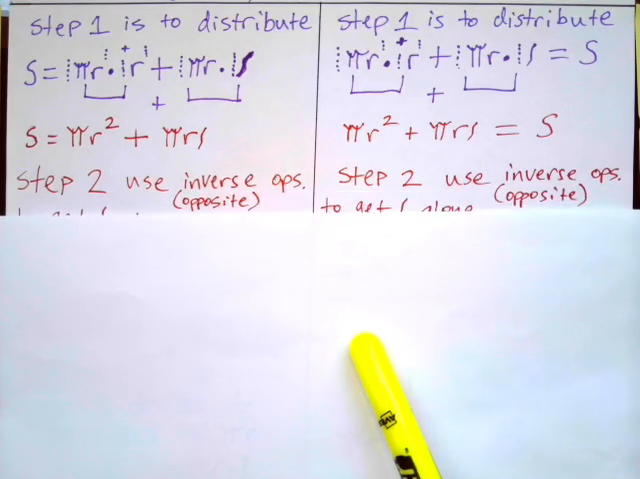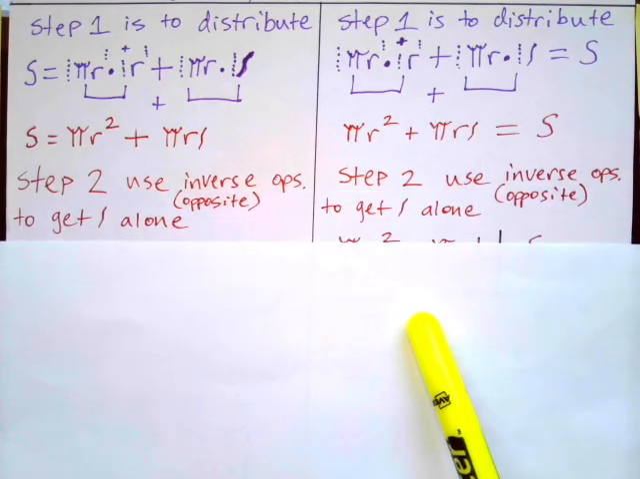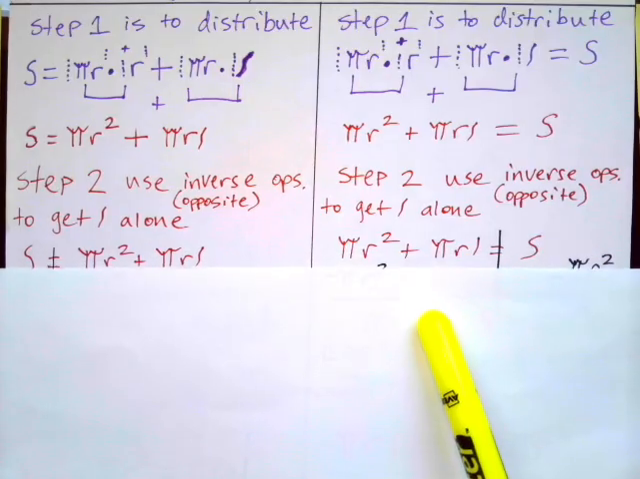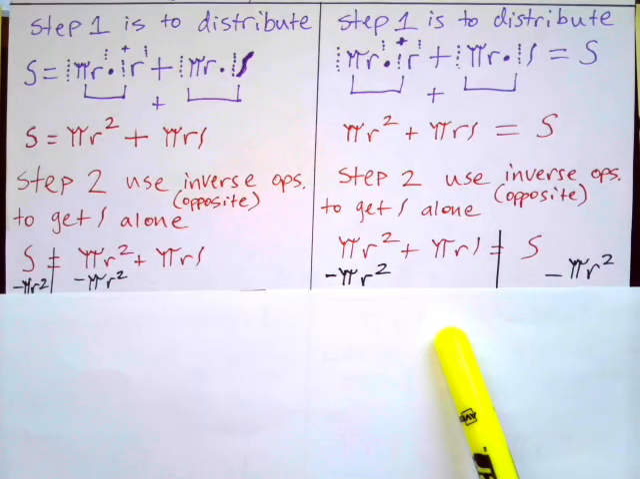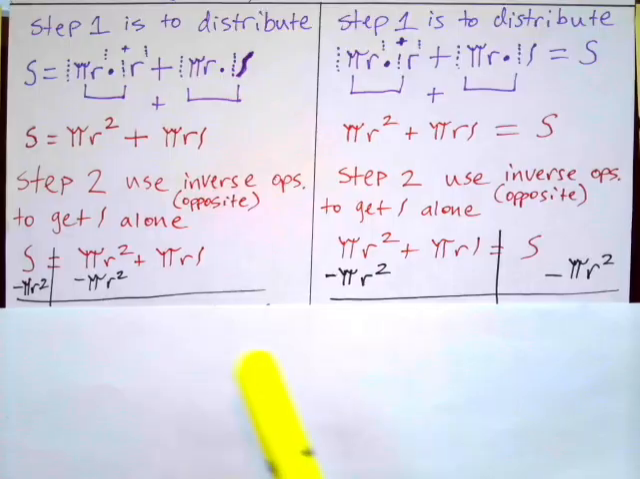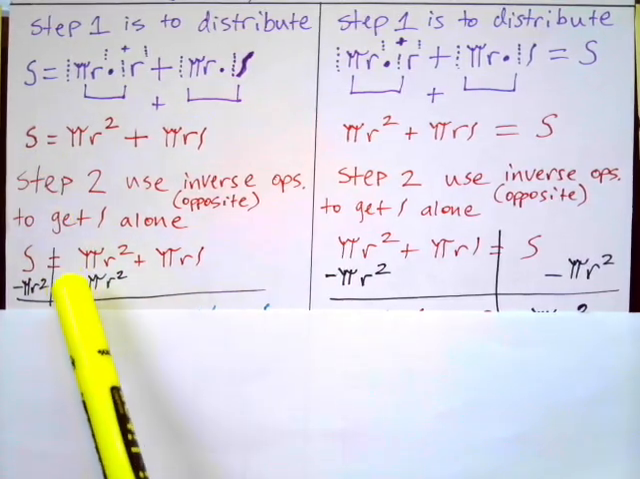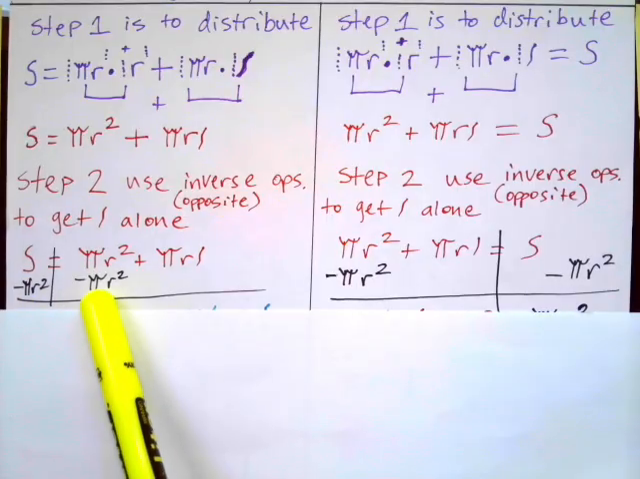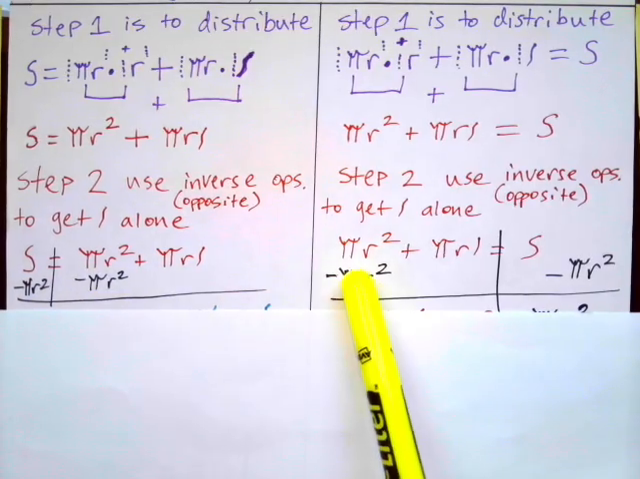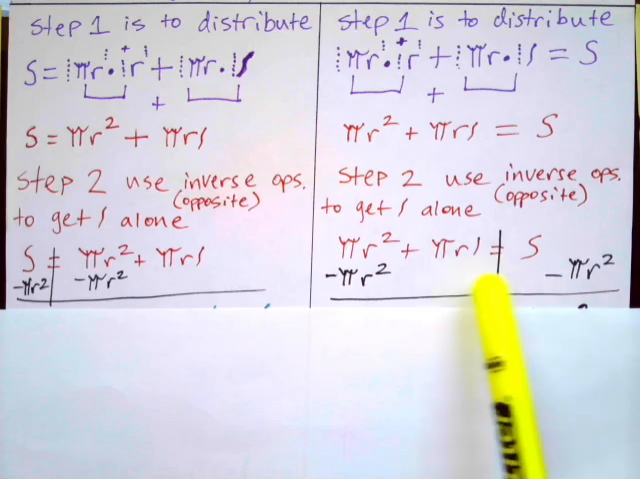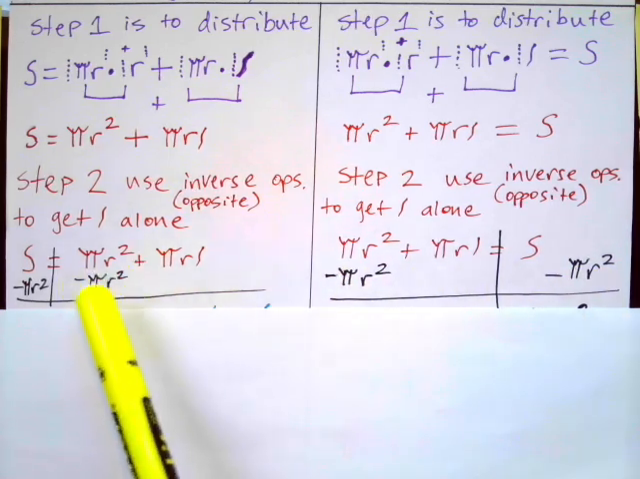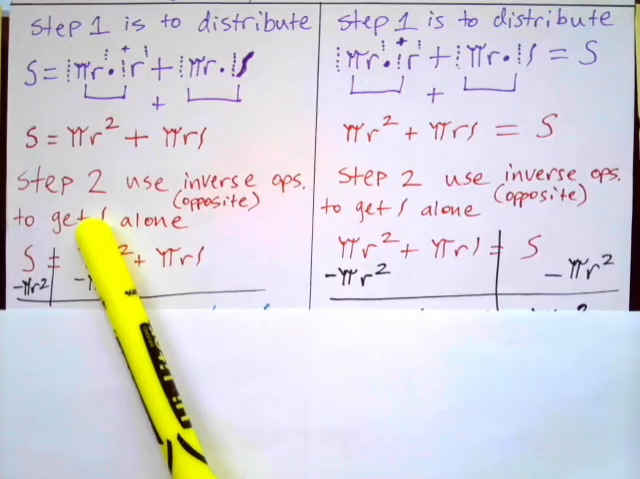So if we continue on, we're going to do the opposite or the inverse. We want to get that slant height all alone. So I'm going to subtract pi r squared from both sides of the equal sign. That's what I'm showing you here. You do the same thing on the right side. You're going to end up with the same values, okay? Pi r squared minus pi r squared is 0.